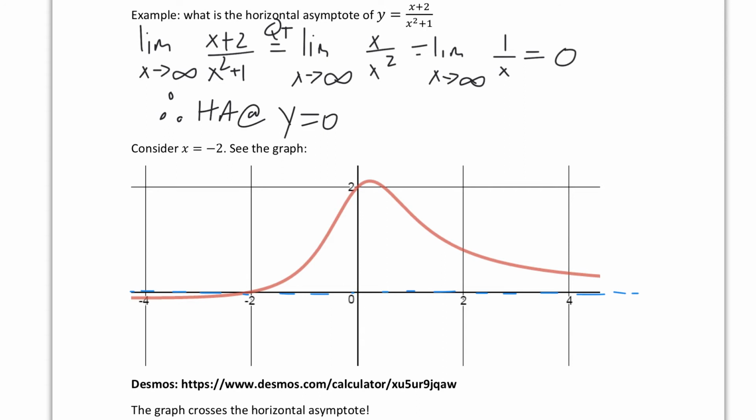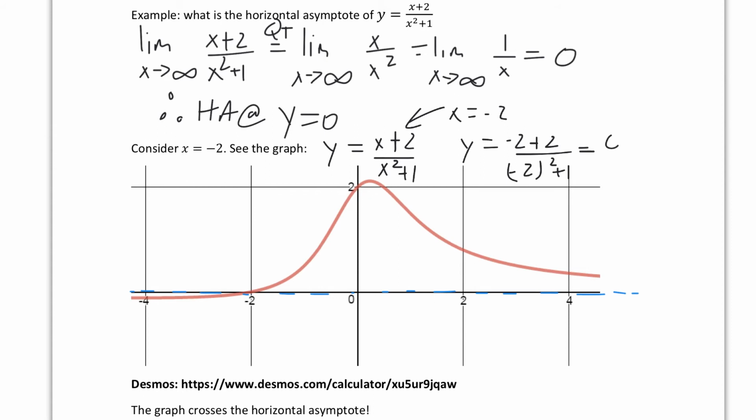Well, let's go ahead and try. Let's plug in x equals -2. So if we have our function y equals x plus 2 over x squared plus 1, if we plug in x equal to -2, we'll get y equals -2 plus 2 over -2 squared plus 1, which will be 0 over 5, which is just 0. And so it looks like the graph equals the asymptote. Is that possible? Well, indeed it is.